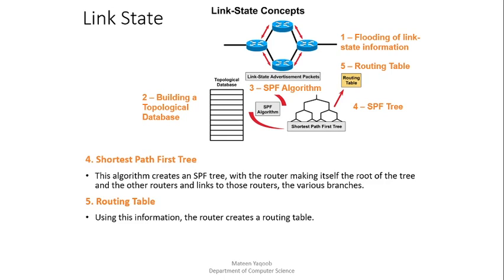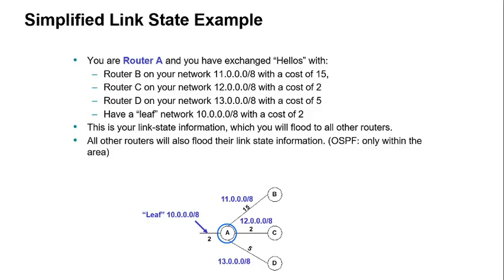The fourth step is to find the shortest path tree. After the calculation of the Dijkstra algorithm, the shortest path tree is created, with the router making itself the root of the tree, and the other routers and links forming the various branches. The last step is to make the routing table based on the shortest path first tree, and this routing table will be used to forward the packets onto the network. So let's see this through an example.